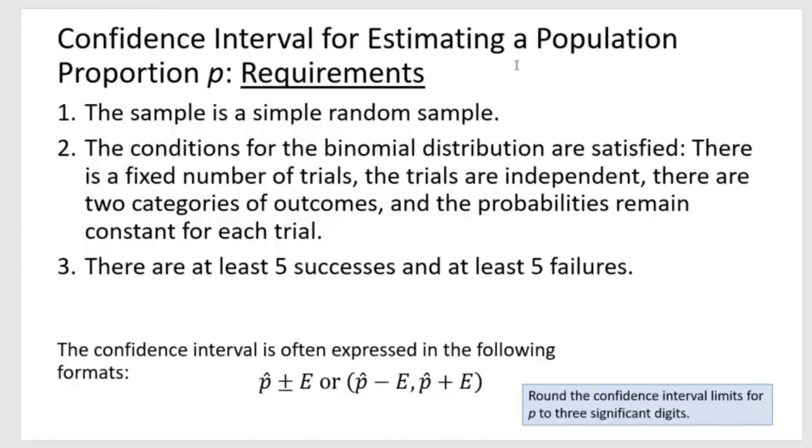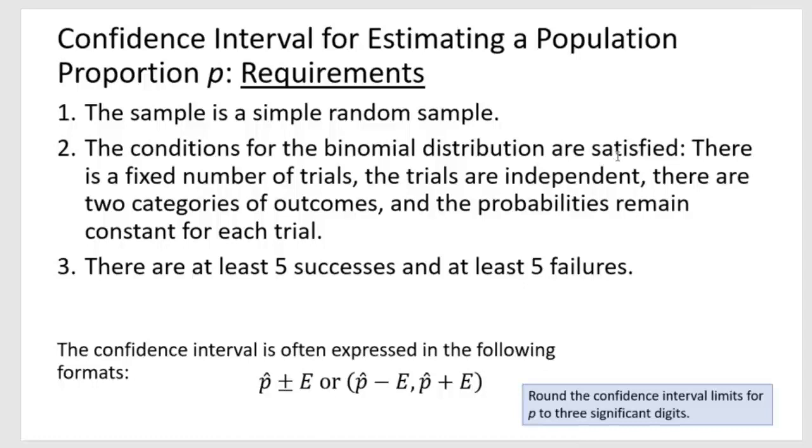The confidence interval, if you are going to estimate a population proportion p, there are requirements. Again, this is important information because some of your homework will simply give you some sort of a word problem and then ask you if the requirements are met. So what are the requirements? The sample needs to be a simple random sample. That's the first one. Second, the conditions for the binomial distribution need to be satisfied.